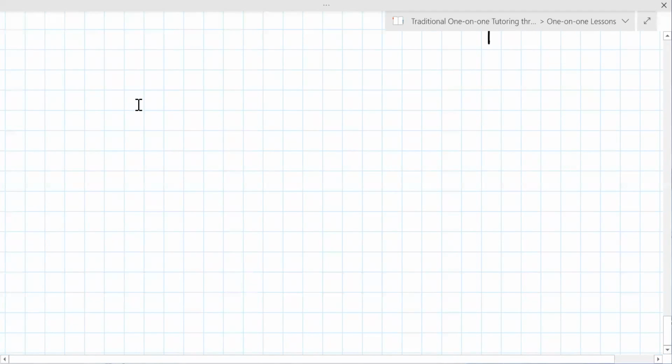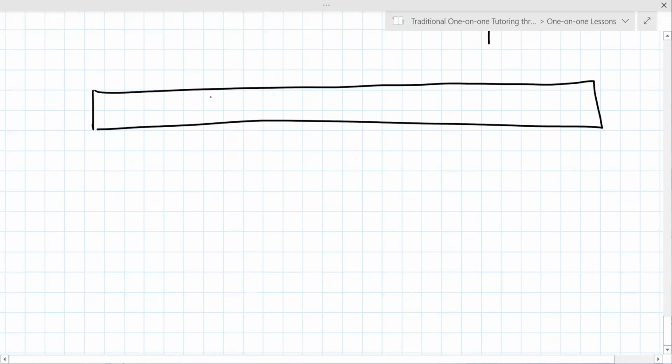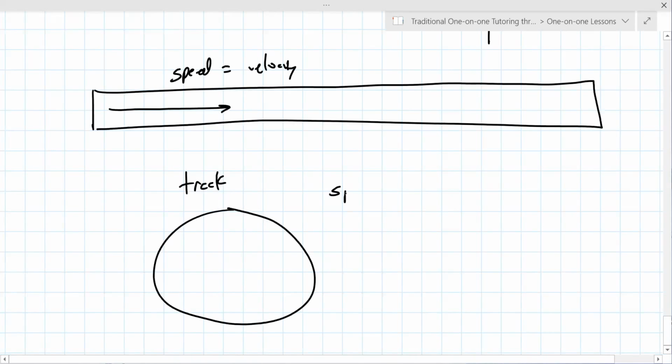Let me try one more time. If you're on a runway and you're going that way, speed equals velocity because you're going in the same direction all the time. But on a track, they are not the same. Speed does not equal velocity because you're coming back to where you started. Okay, that makes more sense.